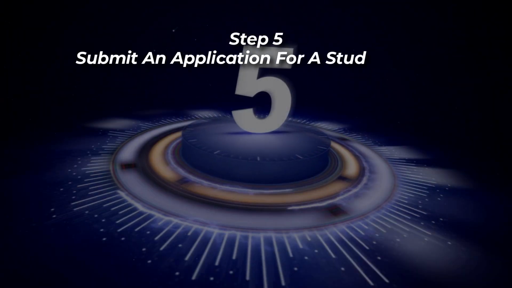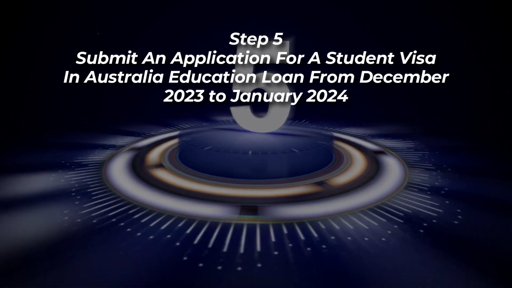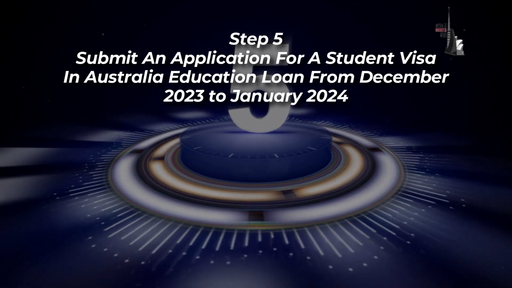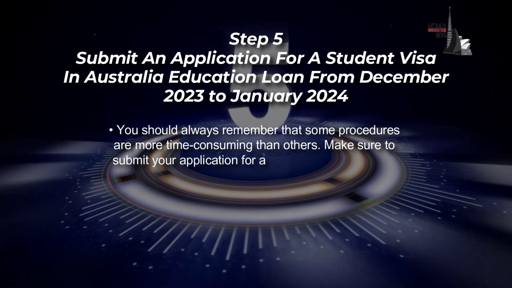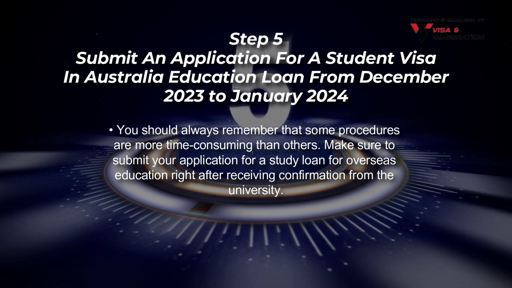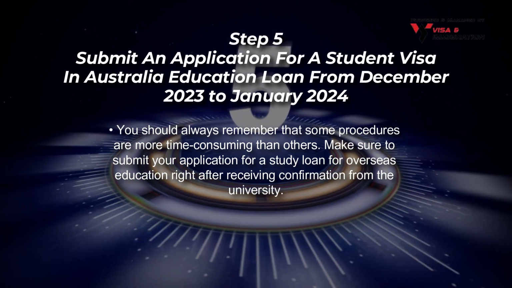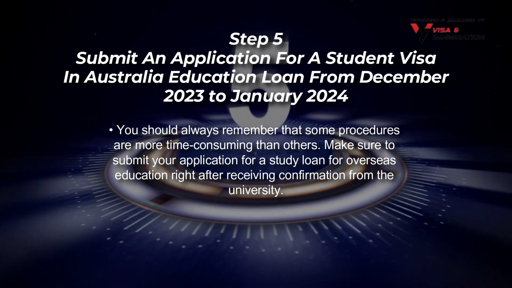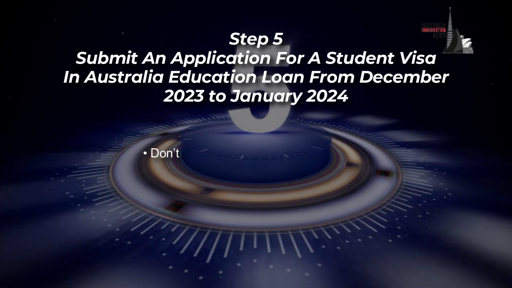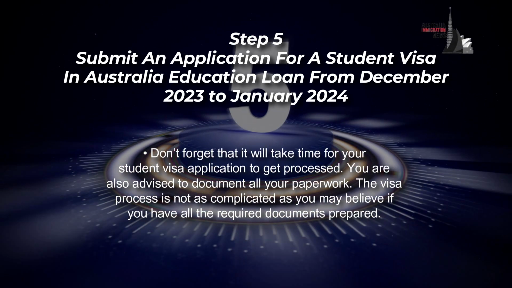Step 5. Submit an application for a student visa in Australia and an education loan from December 2023 to January 2024. You should always remember that some procedures are more time-consuming than others. Make sure to submit your application for a study loan for overseas education right after receiving confirmation from the university. Don't forget that it will take time for your student visa application to get processed.